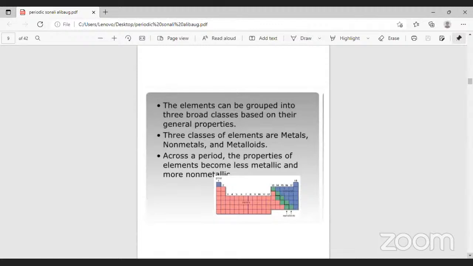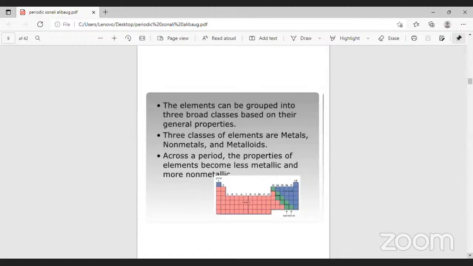Now, after keeping those elements in increasing atomic number order, what they found out is that the elements can be grouped into three broad classes based on their general properties. The three classes of elements are metals, non-metals, and metalloids. Across a period, the properties of elements become less metallic and more non-metallic.